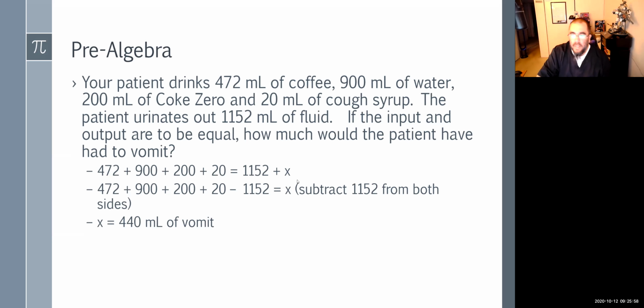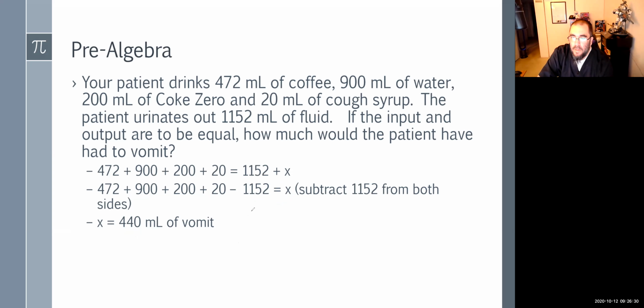And the easiest thing we do at this point is subtract both sides. Take 1152 out of both sides. That gets rid of that there, right? And then here we got it on that side. So then we just do a simple addition. Add all this up, subtract that from it. And the patient threw up about 400 milliliters of vomit, 440. So these questions aren't that difficult. Let's look at one more just so that we can kind of do one together.